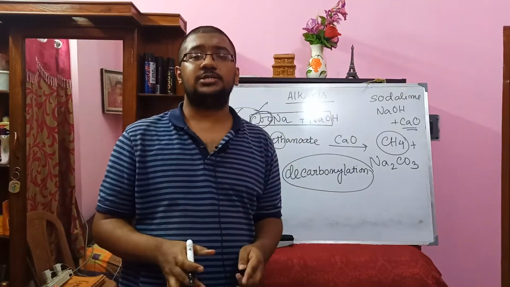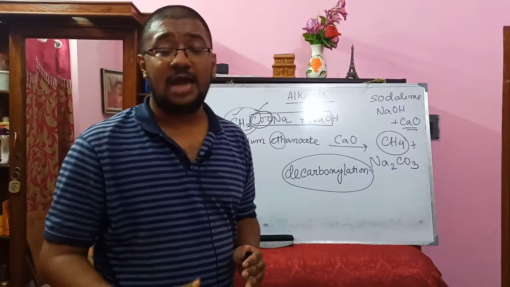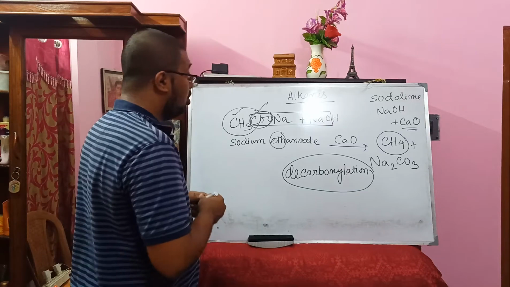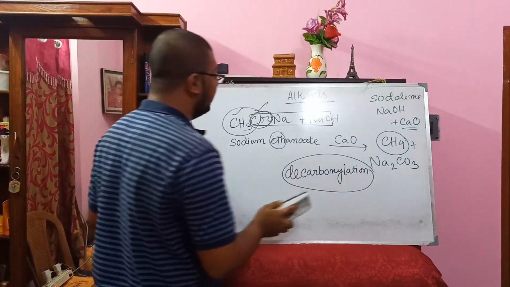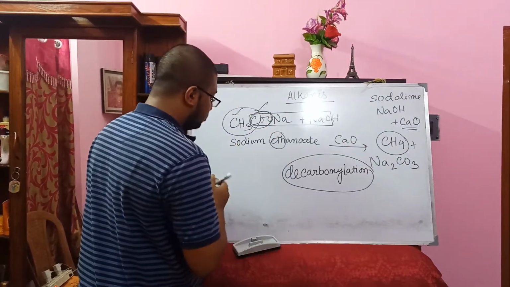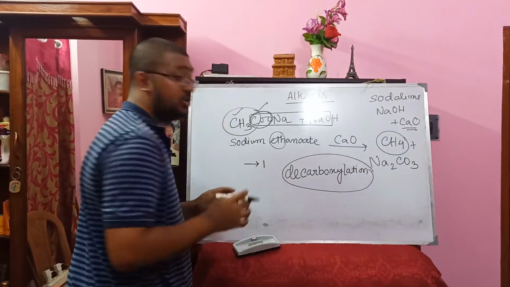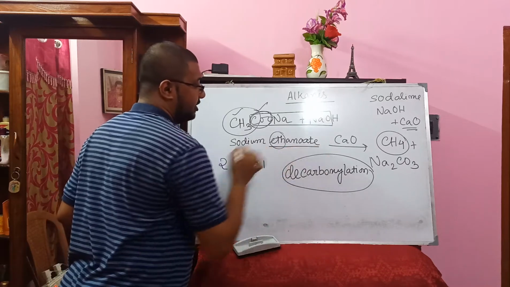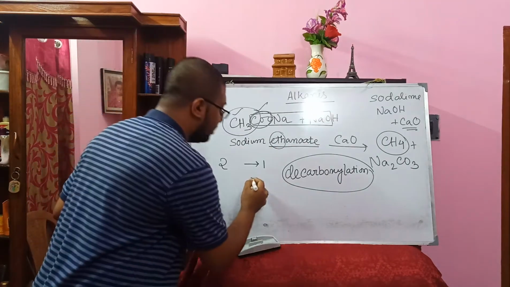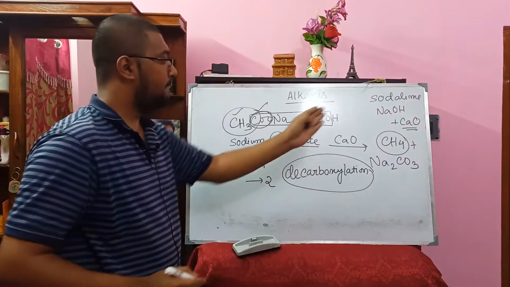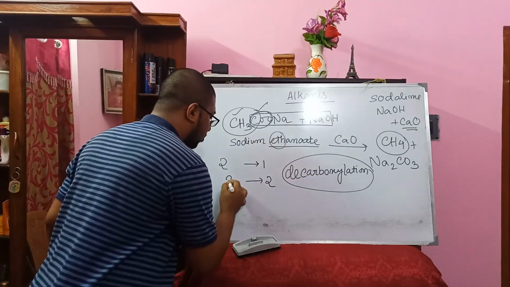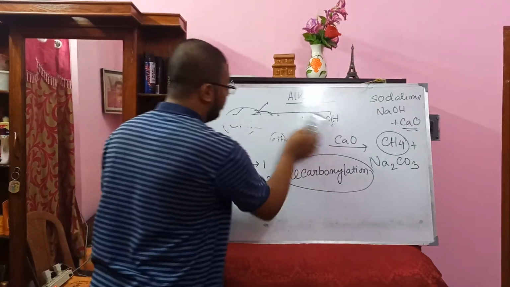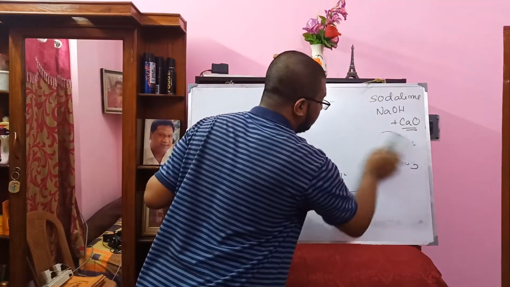But the question is, this is how we prepare methane, and what we are learning is the preparation of any alkane. So how to do that? For doing that, see, to make a one carbon containing hydrocarbon, that is methane, you require a two carbon containing alkanoate. So to prepare a two carbon containing hydrocarbon, you require one more, meaning three carbon containing. So we are showing this reaction.